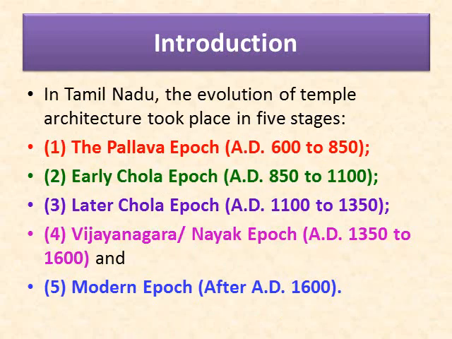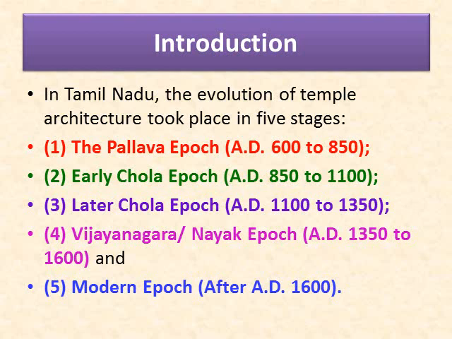Dear children, now let us learn about the evolution of temple architecture that took place in Tamil Nadu. In Tamil Nadu, the evolution of temple architecture took place in 5 stages: the Pallava epoch, early Chola epoch, later Chola epoch, Vijayanagara Nayak epoch and modern epoch. I repeat, Pallava, early Chola, later Chola, Vijayanagara or Nayak and modern.